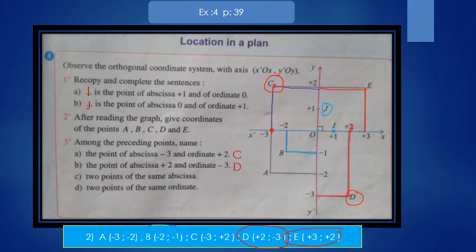Two points of the same abscissa. Here, they should be on the x-axis. E, no, there's no other point that has the same abscissa. D, no. Here we have J and O having the same abscissa. There's nothing with B. Here you have C and A having the same abscissa. So you have two choices, either to write C and A or J and O. They are both correct. Okay.